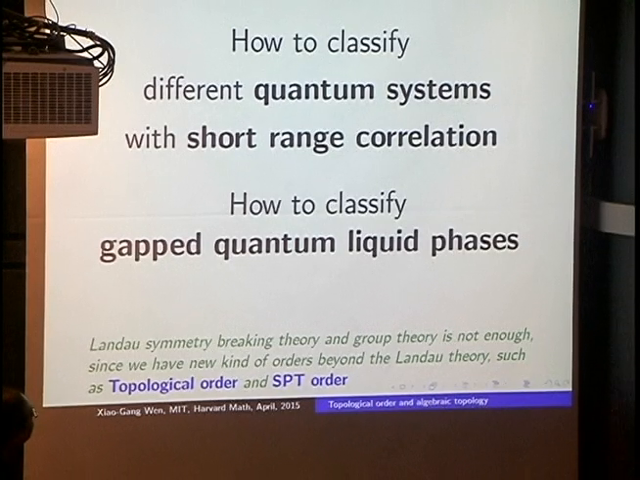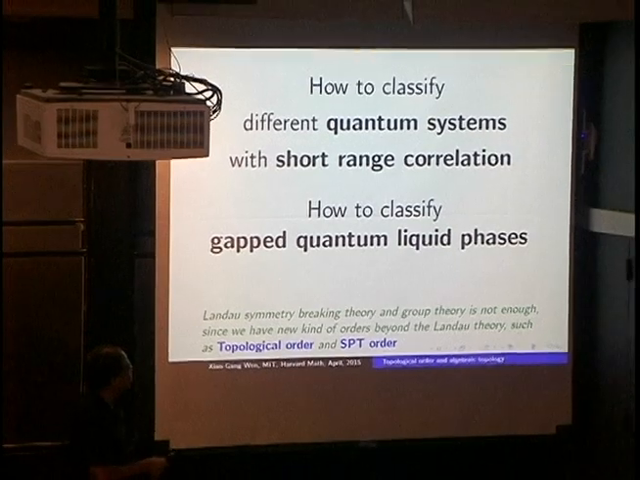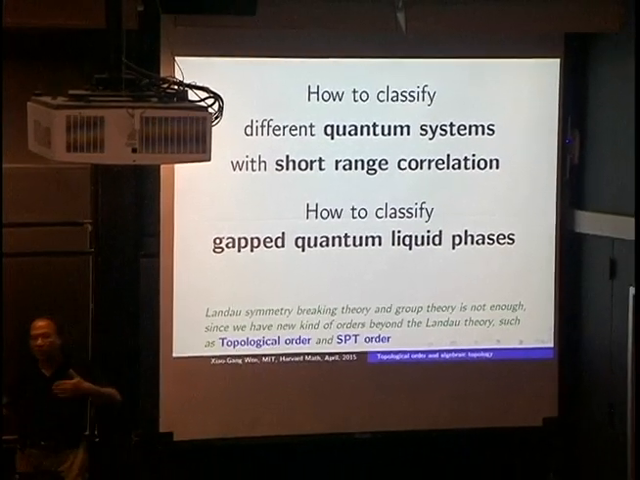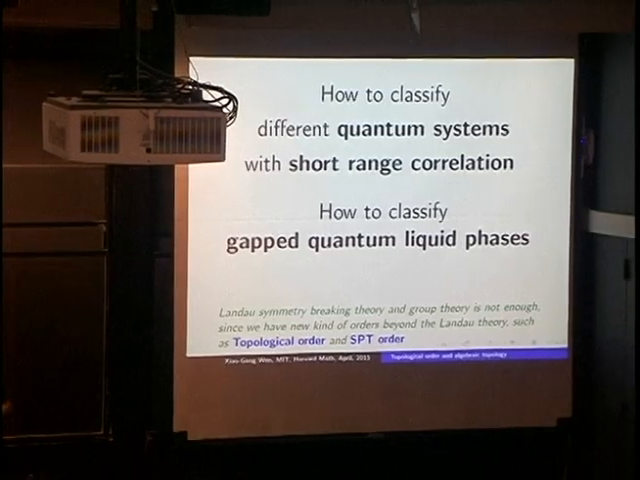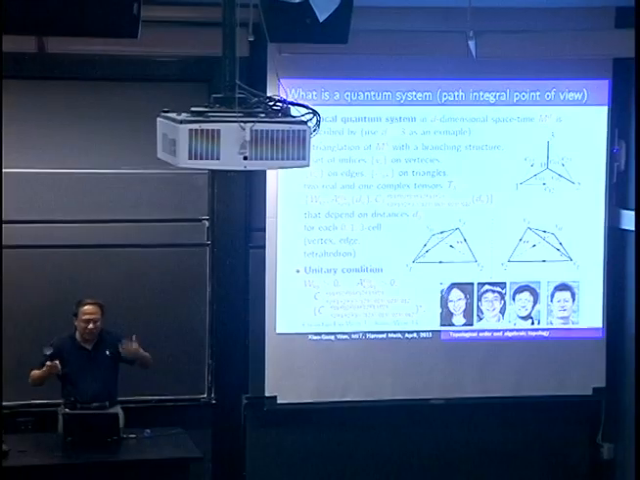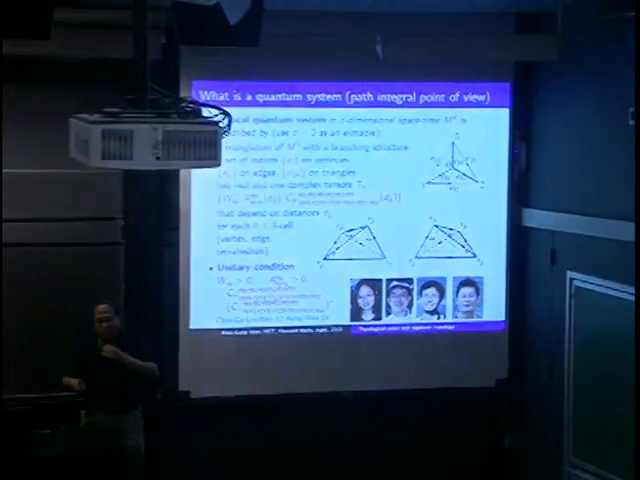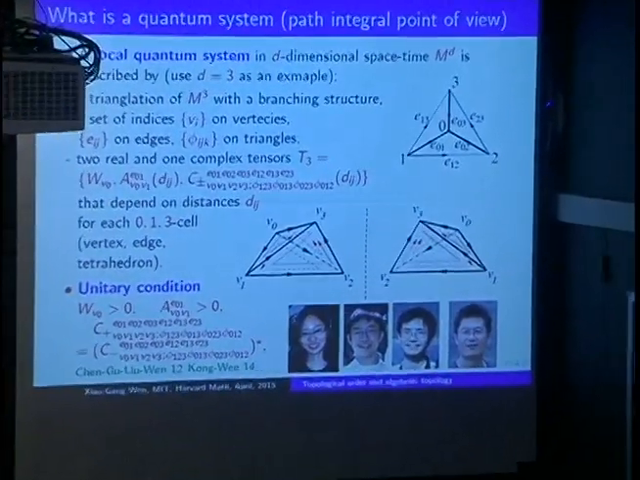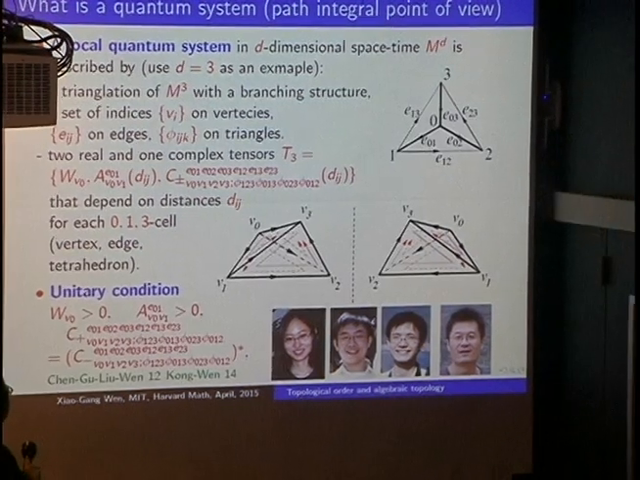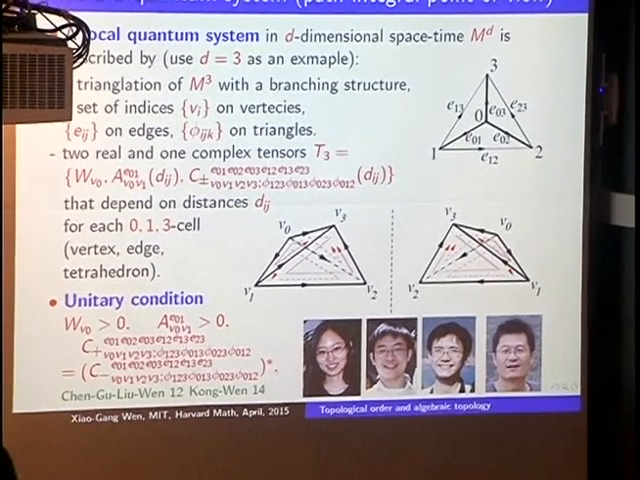And so certainly, because the audience is mostly mathematicians, I need to explain what is a quantum system, what is a Schrodinger equation, what is a gapped quantum liquid. The topic of today is really to classify this kind of thing. So here I just give an abstract mathematical definition of a so-called quantum system. Basically a quantum system is defined, in this talk, by a set of tensors. That's it. A set of tensors is a quantum system.